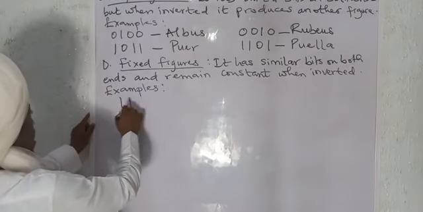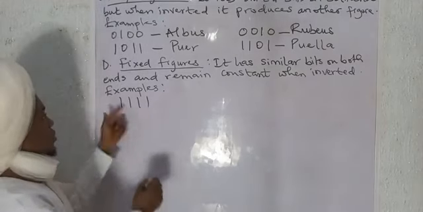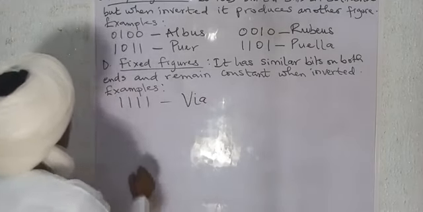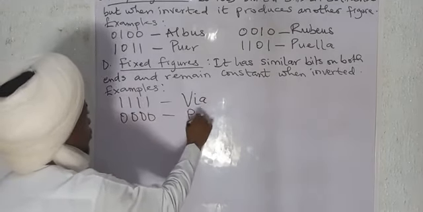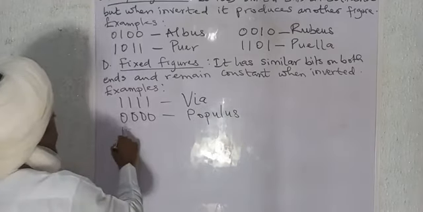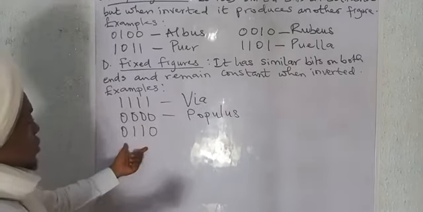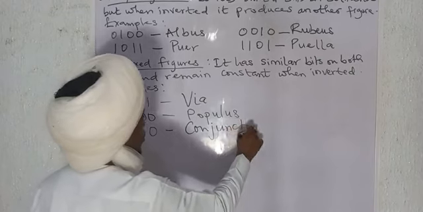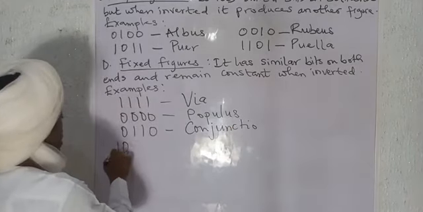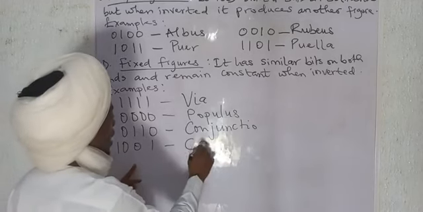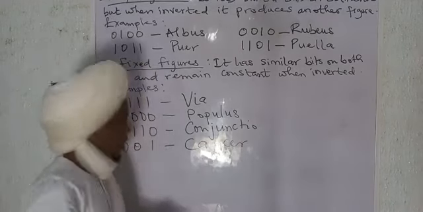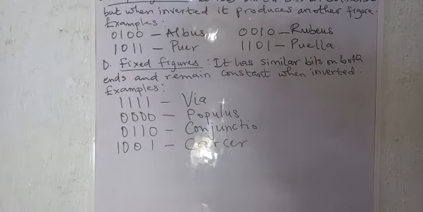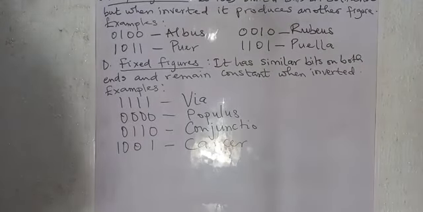We have 1111. This is fixed. Similar bits on both ends and it remains. This is called Via. We have 0000, Populus. We have 0110. Look at this. No matter how you invert it, you get the same. This is called Conjunctio. And finally we have 1001. This is called Carcer, Ukla in Arabic. So there are also four of them. This brings us to the end here.